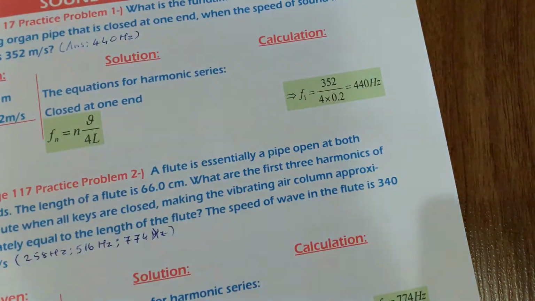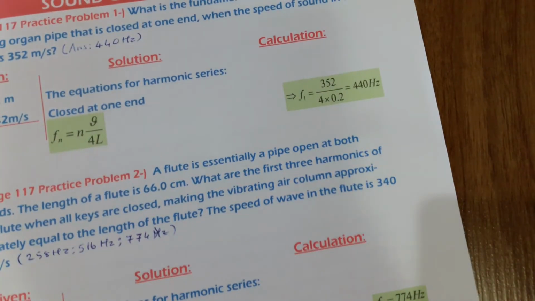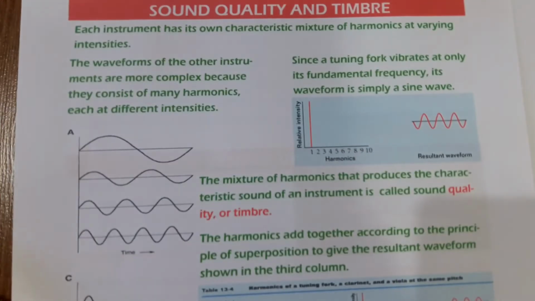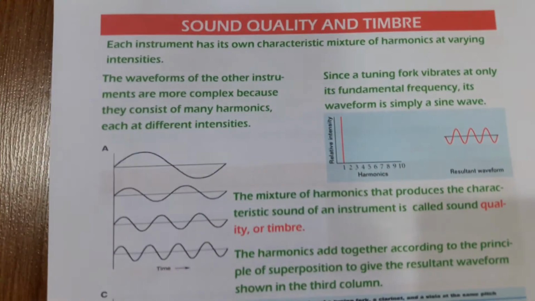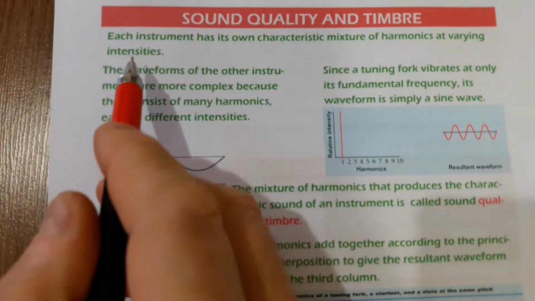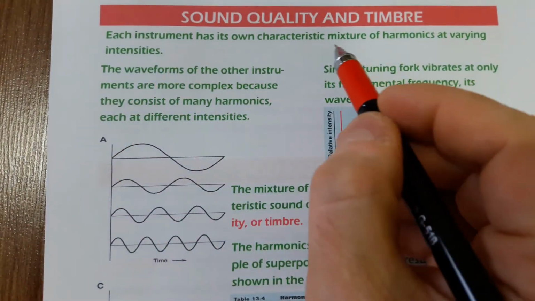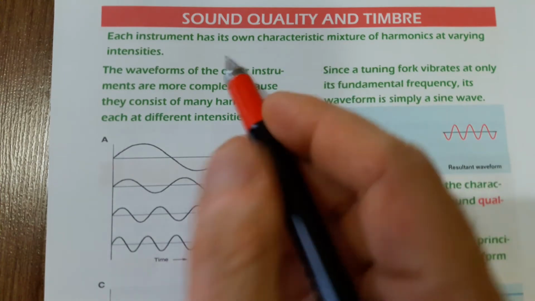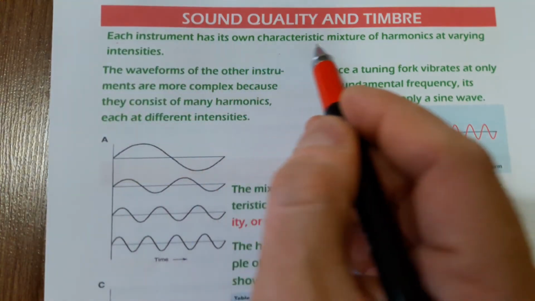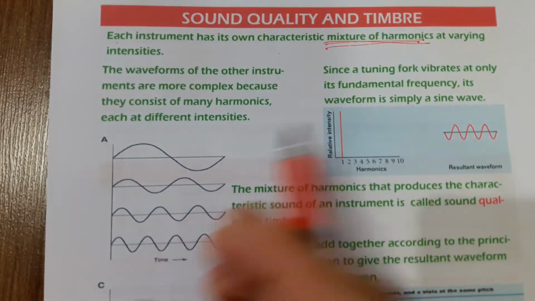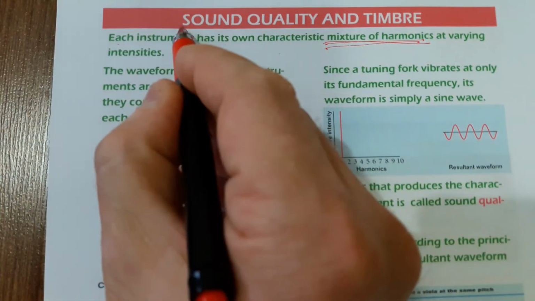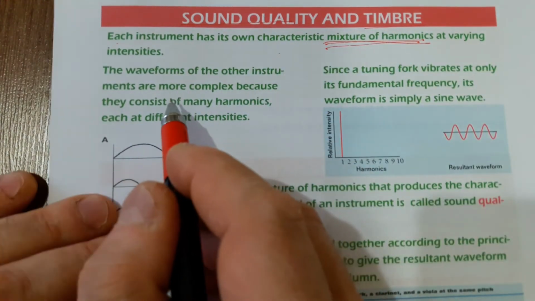Okay, the next topic we are going to study is the sound quality or timbre. Remember, we said that each instrument produces sound by standing waves, but there are so many standing waves. For that reason, each instrument has its own characteristic mixture of harmonics, and when they mix, they make a sound. That sound is called sound quality or timbre.